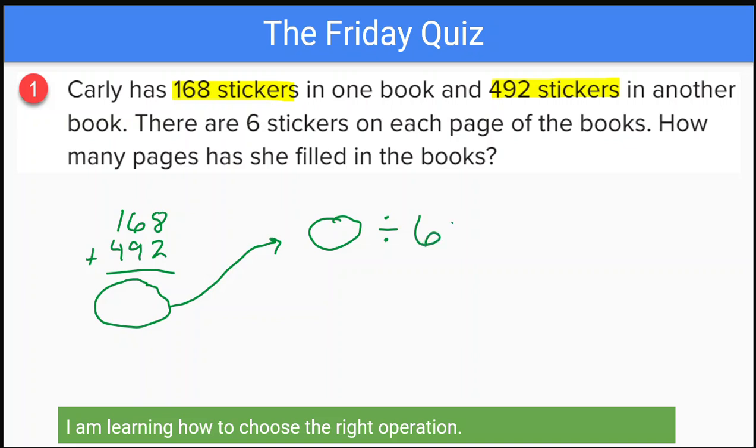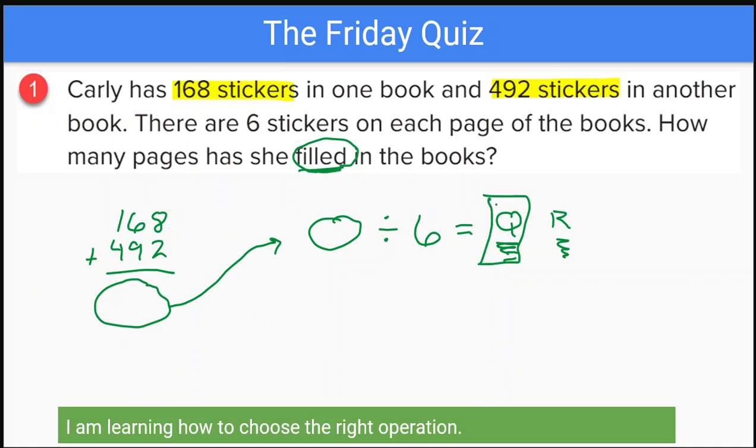And it says right here, how many pages has she filled in the book? That means how many full pages has she filled? So you're going to get a quotient, and then you're going to get a remainder when you're done, right? Now the quotient is going to be the answer, but the remainder we're going to ignore because they only want to know how many pages are full, not how many pages are partially full. So whatever the quotient is, that's going to be your answer.